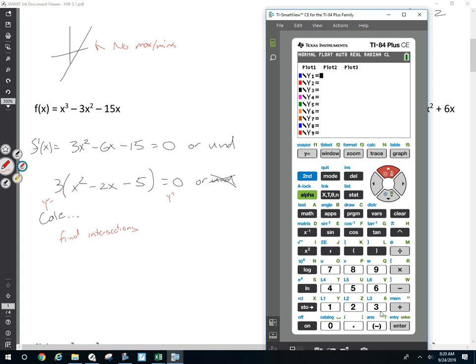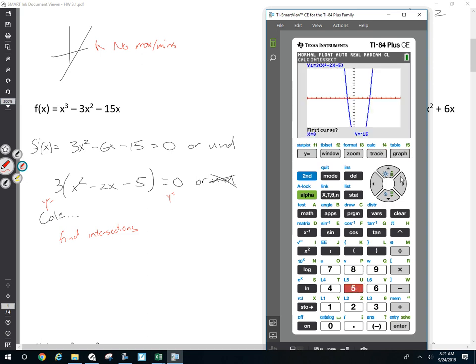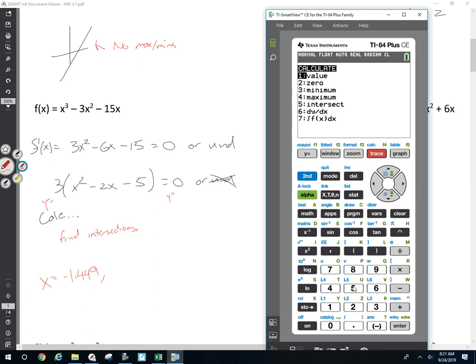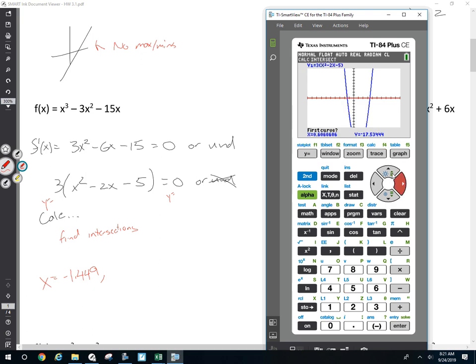So I got 3 times x squared minus 2x minus 5, 0. Second calc intersect. Let's go over to this one over here. There's 1. Go to this one over here. There's the other one.